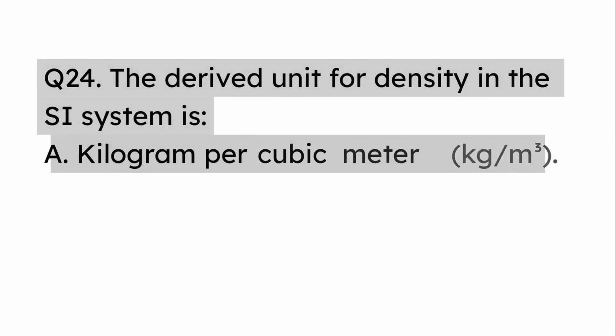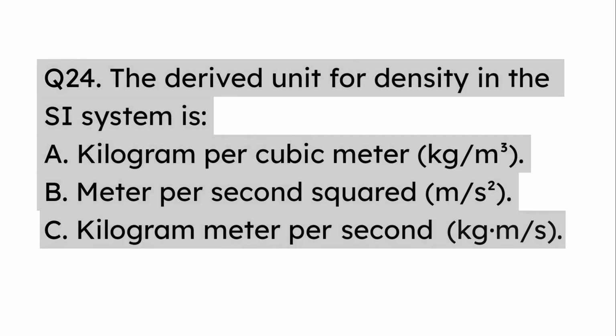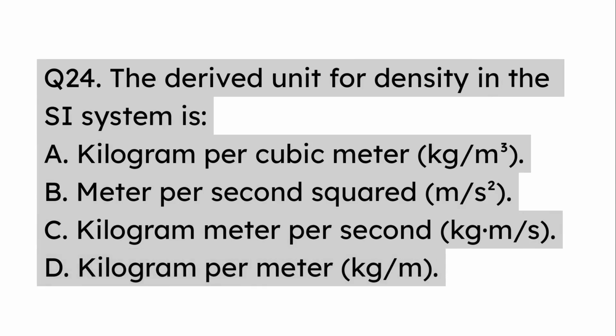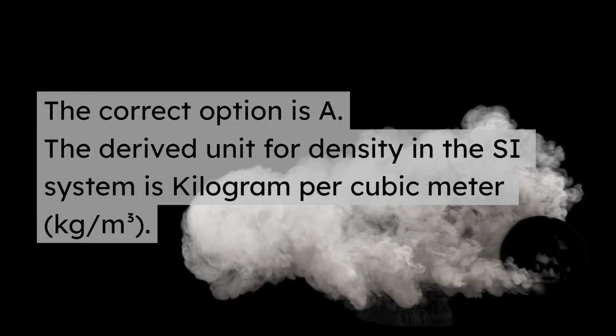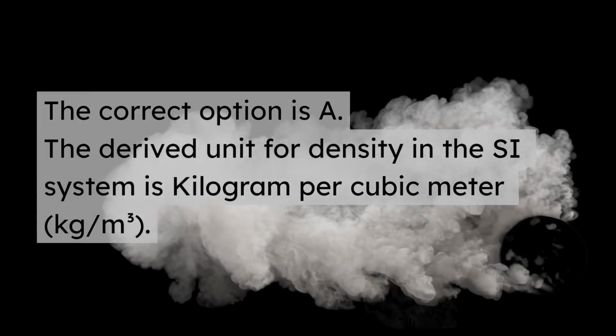Q24. The derived unit for density in the SI system is A. Kilogram per cubic meter. B. Meter per second squared. C. Kilogram meter per second. D. Kilogram per meter. The correct option is A. The derived unit for density in the SI system is kilogram per cubic meter.